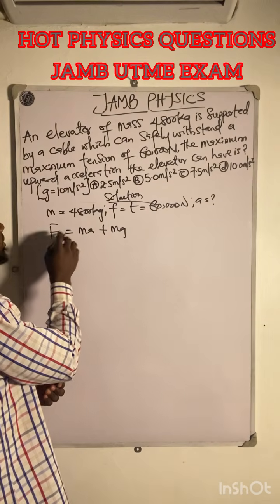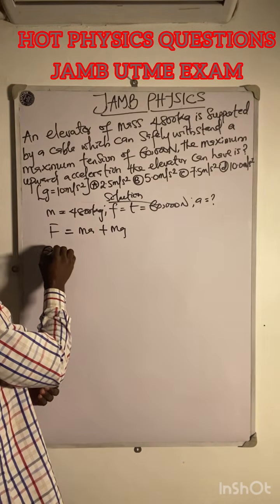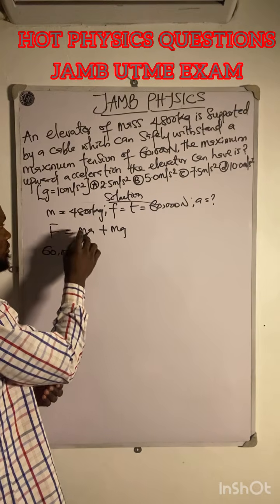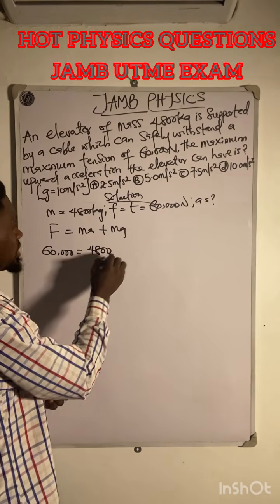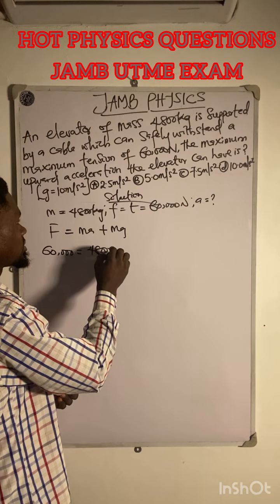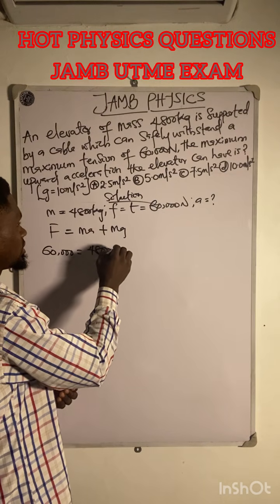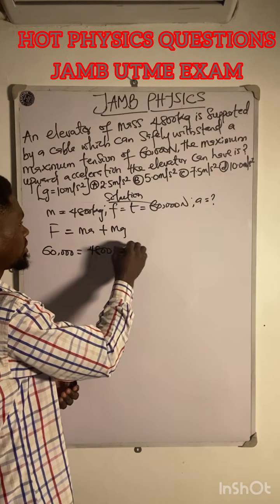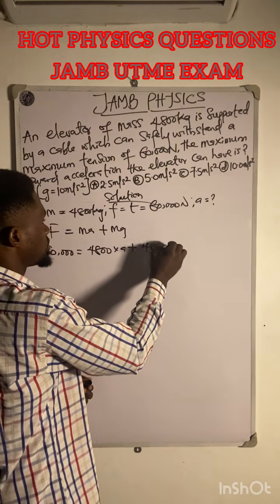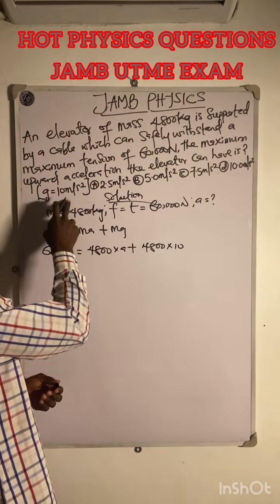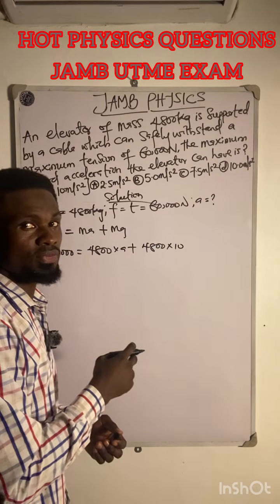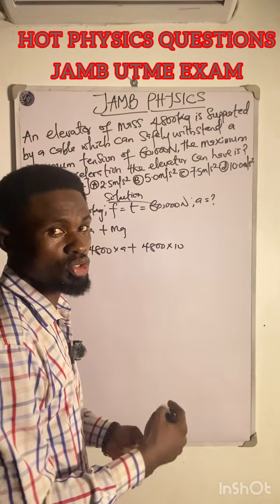So our force is 60,000 and our mass is 4,800. So 60,000 equals 4,800 times a plus 4,800 times 10. Remember that they gave us 10 meter per second square in the bracket for us to use as the acceleration due to gravity.